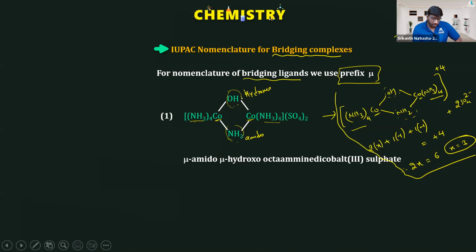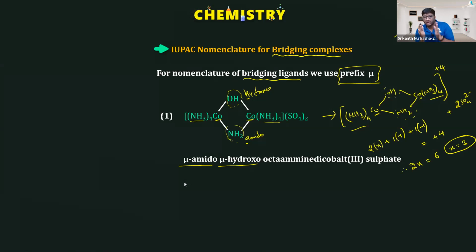So first you have to name the bridging ligands. While naming the bridging ligands, again you have to follow alphabetical order. H and A, which should come first? Amido. So mu-amido, mu-hydroxo. While naming bridged complexes, first you have to mention the bridging ligands, named according to alphabetical order. So mu-amido, mu-hydroxo. After this, how many ammonia do you have? (NH3)4 and (NH3)4, so 4 and 4, 8.